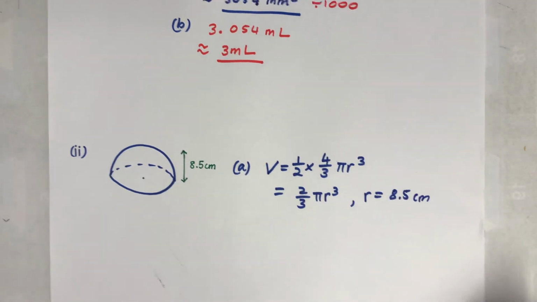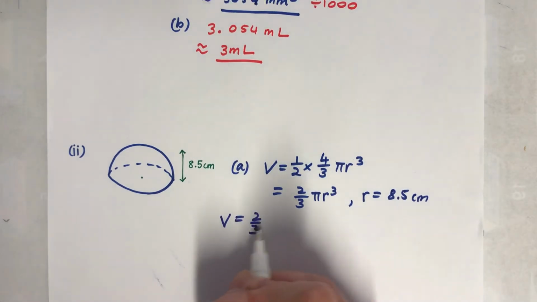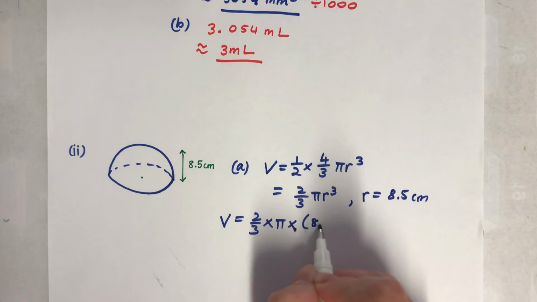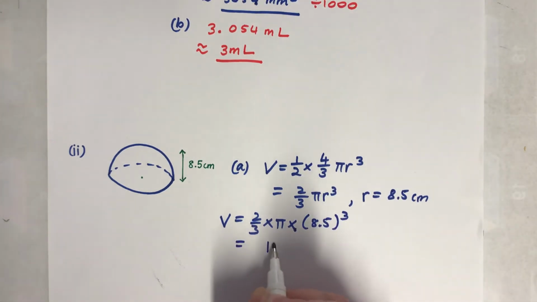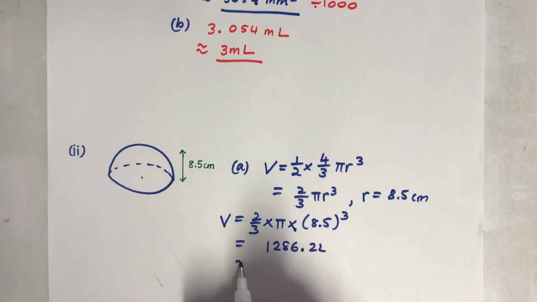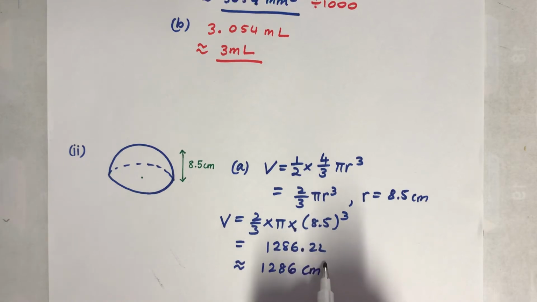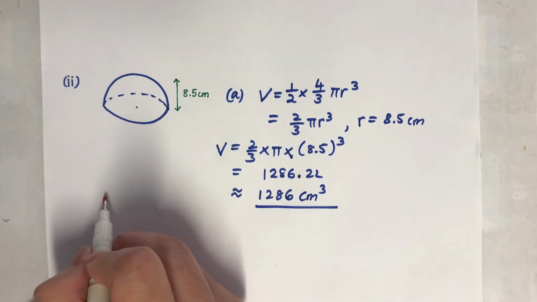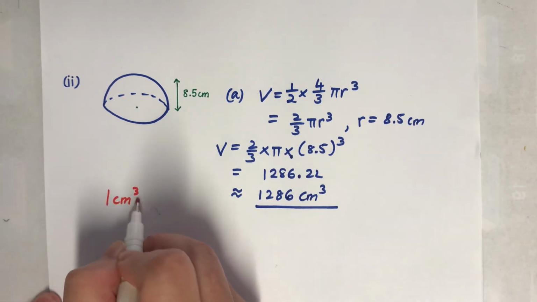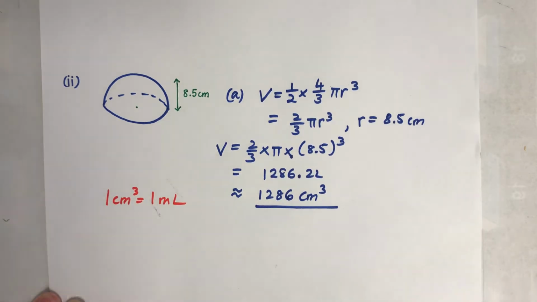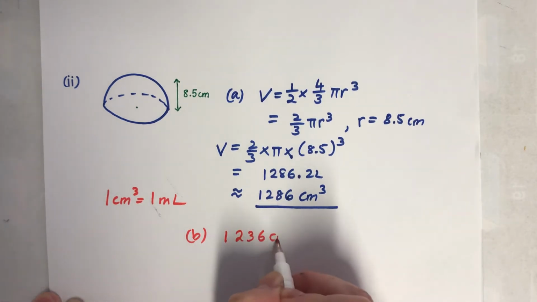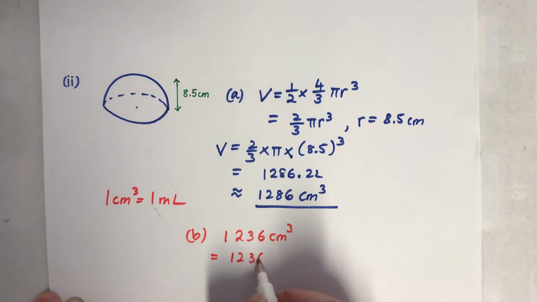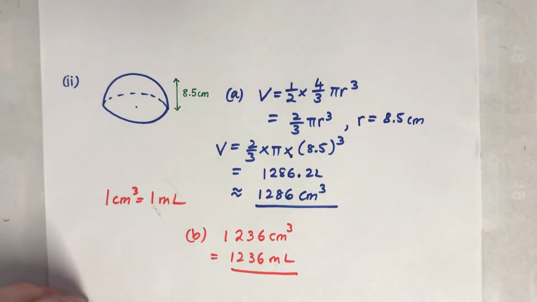Wonderful. So the volume is 2/3 times pi times 8.5 cubed equals 1,286.22, roughly, because it's nearest, 1,286 centimeters cubed. Excellent. Now I need to convert that. This is the easy one because we know 1 centimeter cubed equals 1 milliliter. So we don't really have to do anything here because it'll be literally the same. Okay, so that's done.